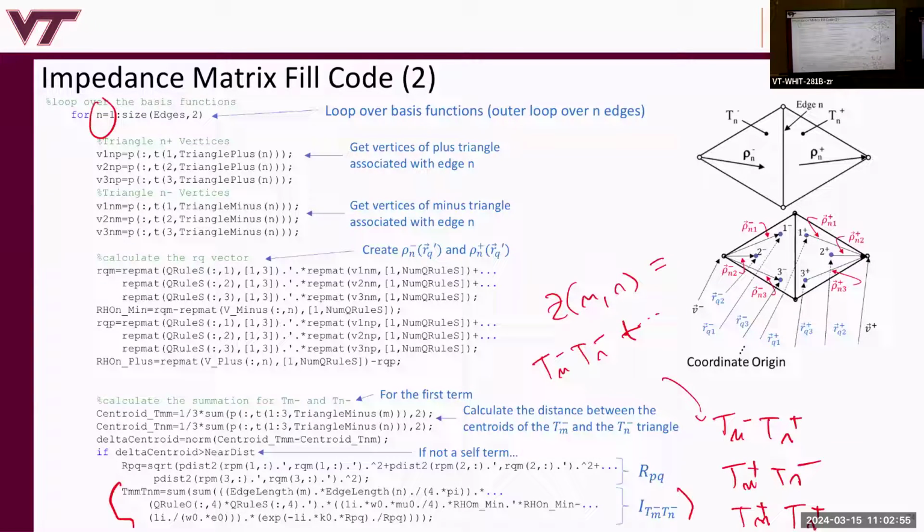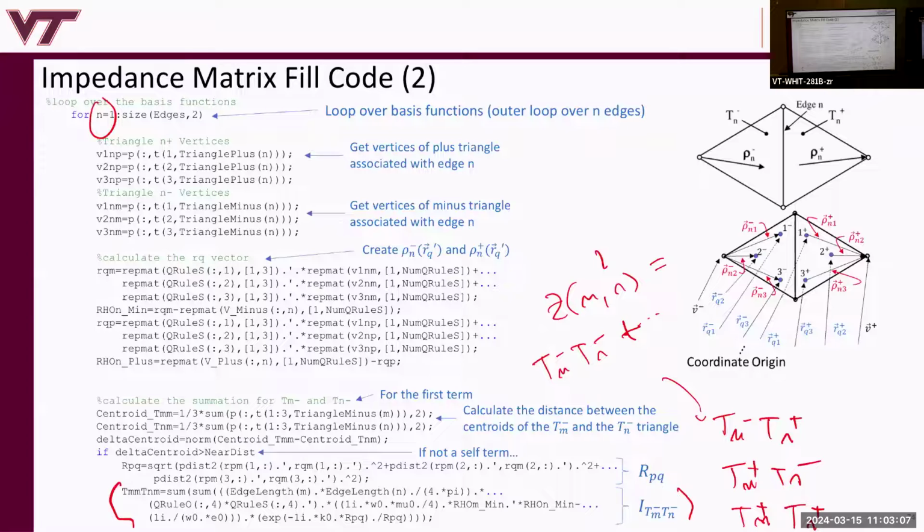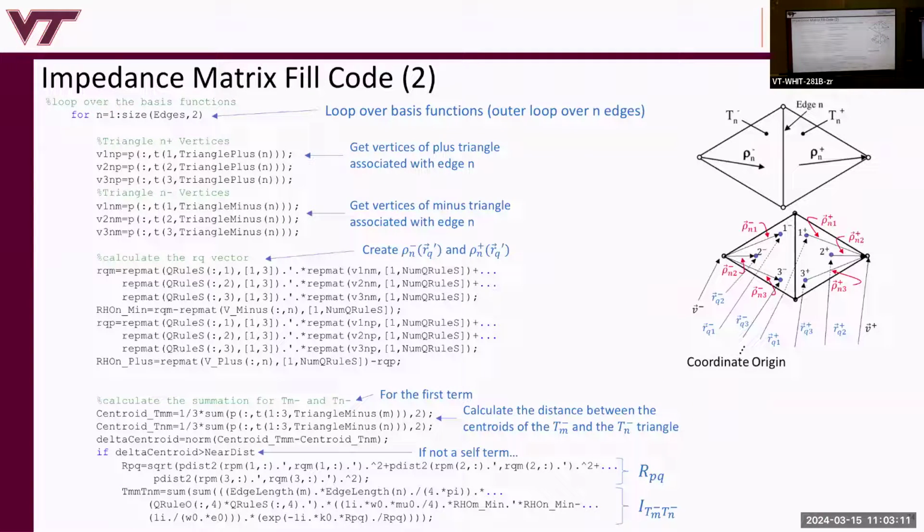Then you change n and m in these two loops, right? The n is the inner loop and the m is the outer loop, and you calculate all of the impedance matrix. Yeah? Good. Okay, great. So that is everything for the far distance terms, right? Which are usually the easier ones.